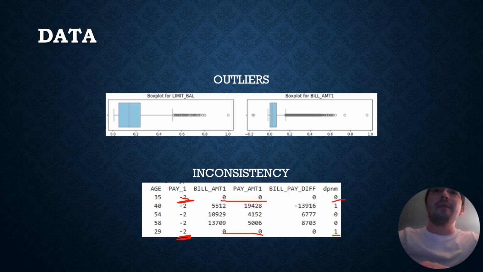The outliers are surprisingly extreme, to the point where even when we would scale the data, they would skew the results. So we need to put thresholds on some of these. Unfortunately, we have to be extremely cautious with our thresholds, because someone who's an outlier for the limit balance might not be an outlier for the bill amount.